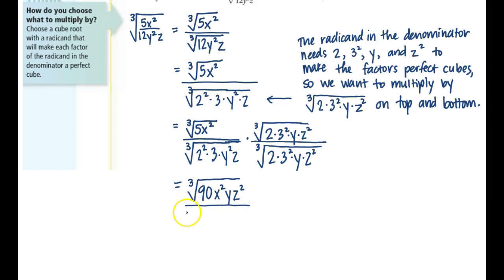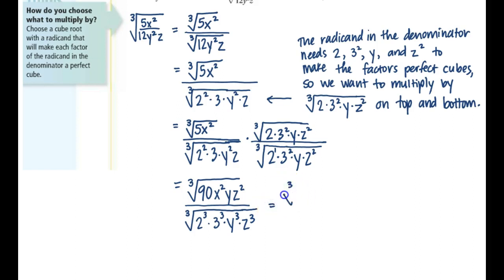The bottom I'm going to combine. So I have the cube root of 2 to the third. Remember, we're adding the exponents of the like terms. 3 to the third, y to the third, and z to the third. That was the goal, was to get everything to have an exponent of 3, so therefore they are perfect cubes, and we could reduce them in the next step.